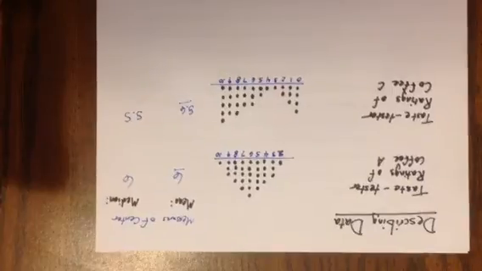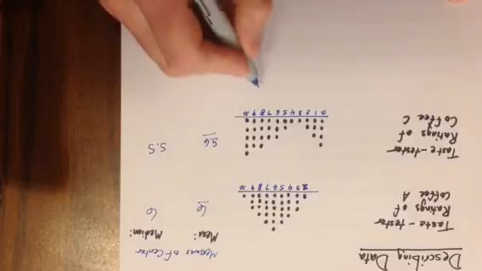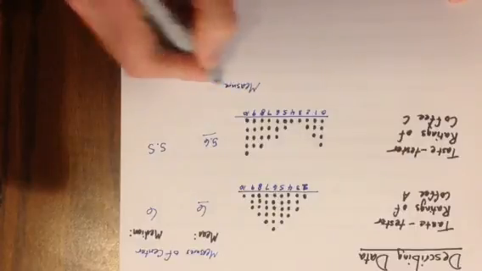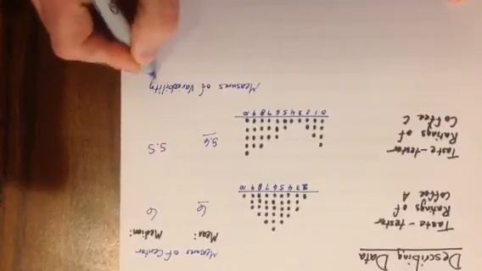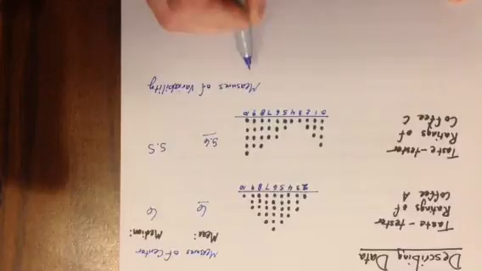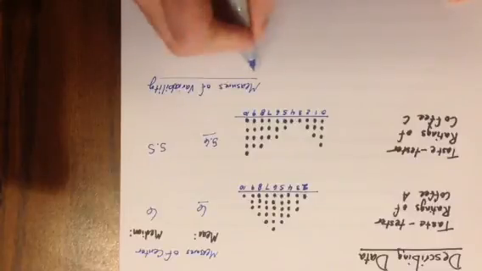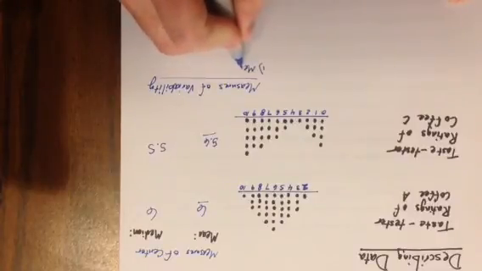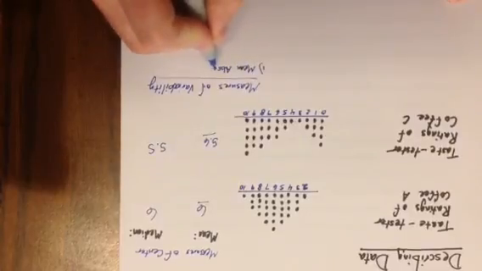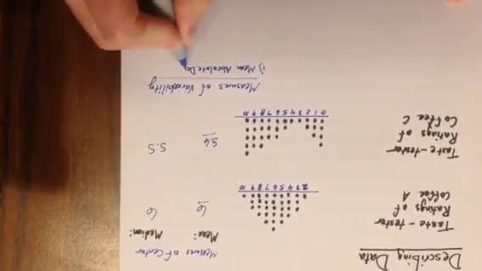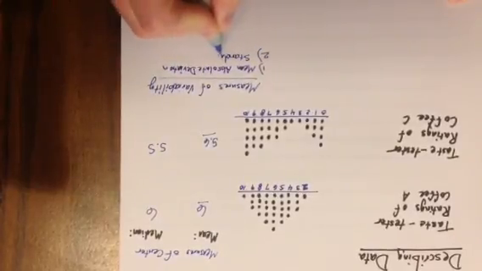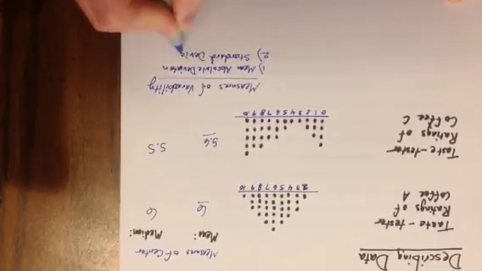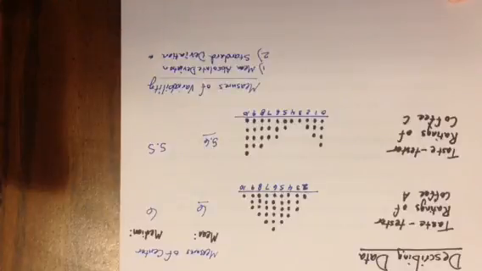What we need to do now is take a look at what we call measures of variability. There's two common measures of variability. One is what we call the mean absolute deviation, and the other is standard deviation. Both of these are used, but standard deviation is used in more advanced statistics.